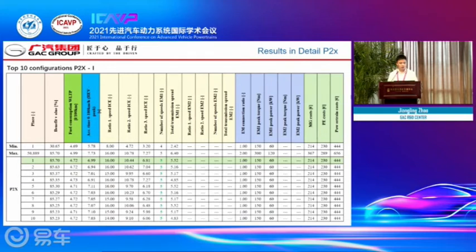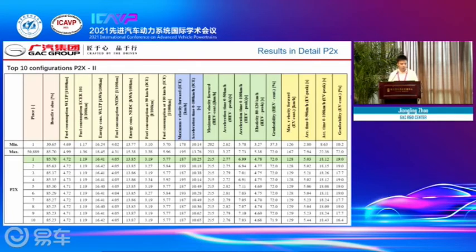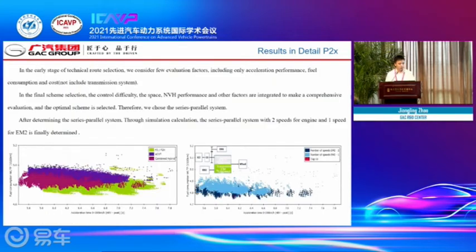This is the top 10 configuration of the P2X. From the table, we can find the top 10 are engine 5 speeds, and also find each ratio, power, torque, costs of the engine and the motor. On this page, we can find the simulation results of the acceleration performance and the fuel consumption.